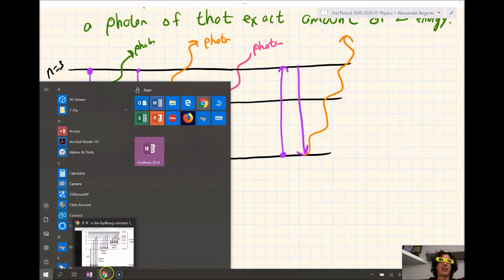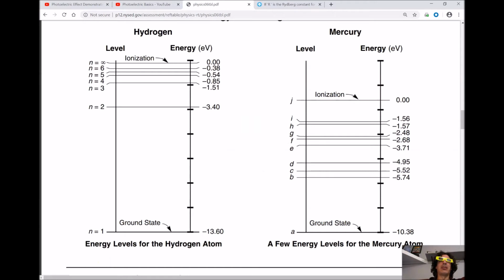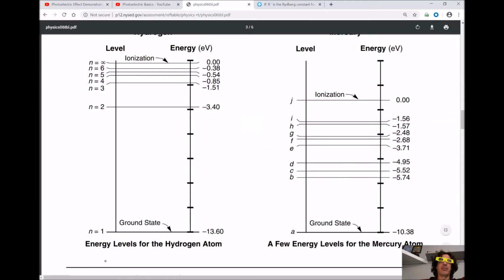If we look in our Regents reference table, we can see that we have the energy levels of the hydrogen atom. Notice that the ground state energy level is negative 13.60. Its units are electron volts, so negative 13.60 electron volts. And then as we get farther away, even though the numbers are getting smaller, they're getting less negative. So it's more energized the farther away. And then the highest state is when it's ionized, and that's at 0.00 electron volts.